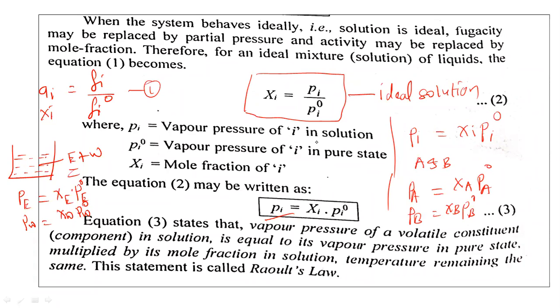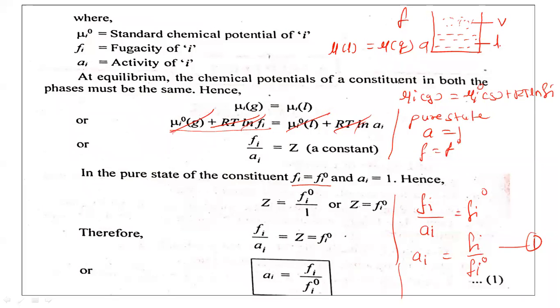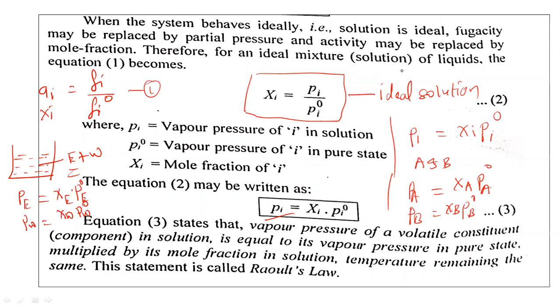In this equation, Pi is the vapor pressure of the component i in the solution. Pi0 is the vapor pressure of the component in the pure state. And Xi is the mole fraction of that component. Suppose we have taken a mixture of ethanol and water, then the mole fraction of the ethanol, the mole fraction of the water. So equation 2 can be written in this way: Pi is equal to Xi into Pi0, the product of the mole fraction and the vapor pressure of the liquid in the pure state.